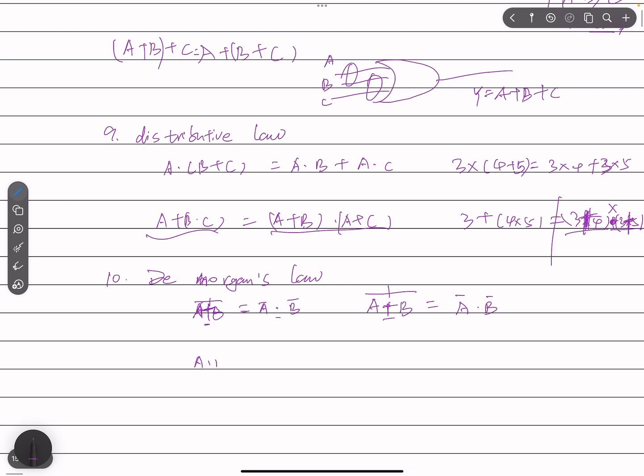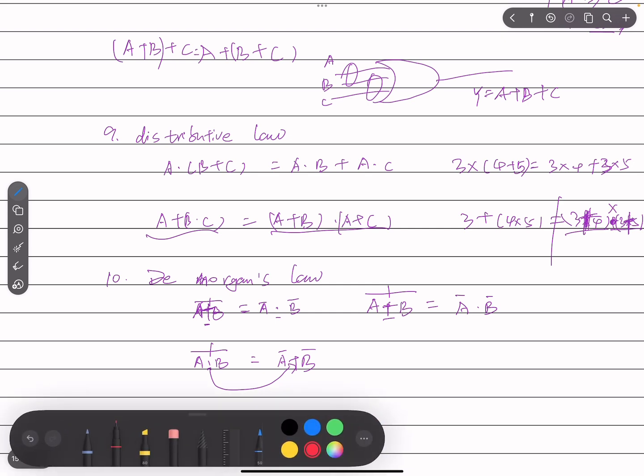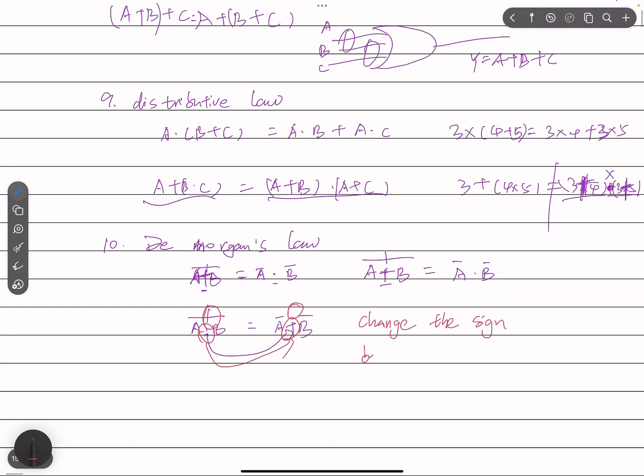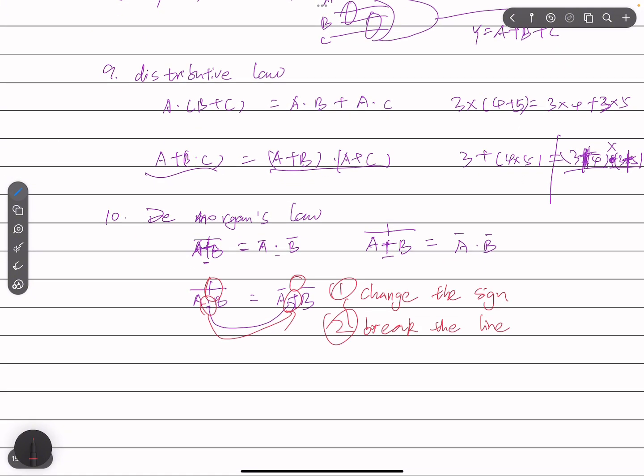And same thing for (A times B) negated: we change the sign first from product to sum and break the line on the top there. Change the sign, and break the line. Step 1, step 2. That's how De Morgan's law works.